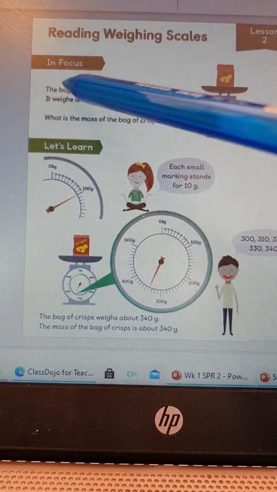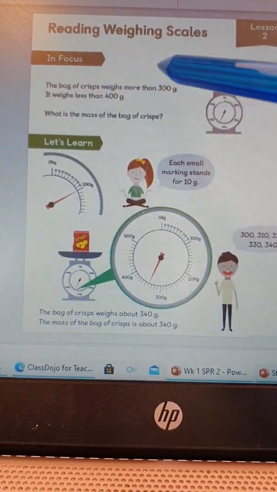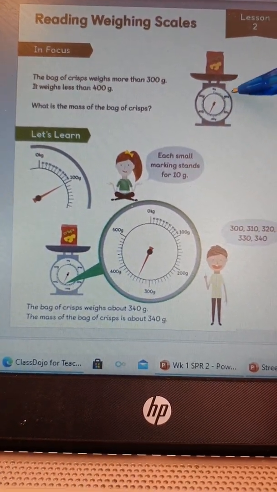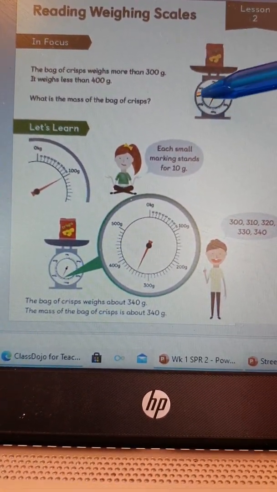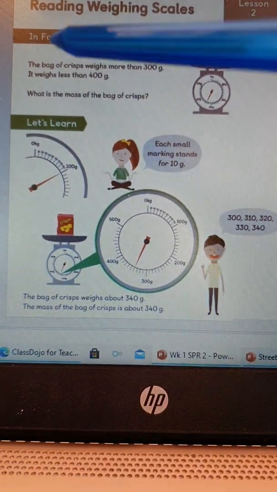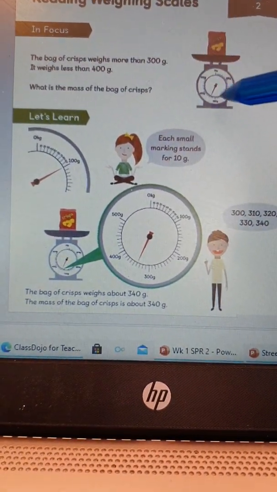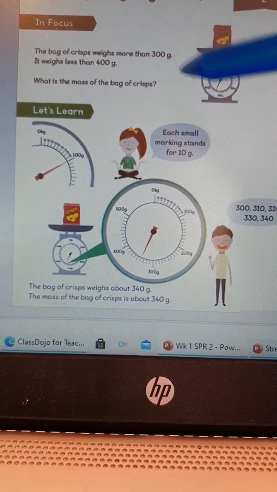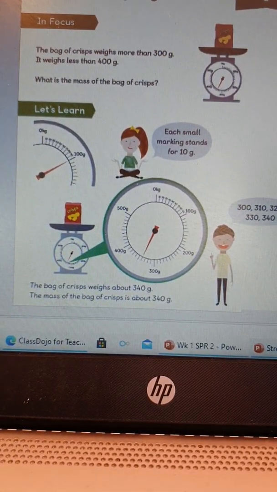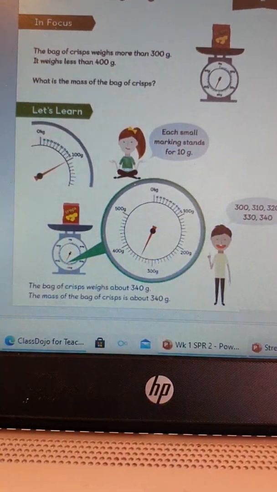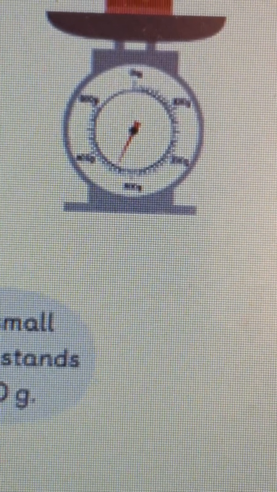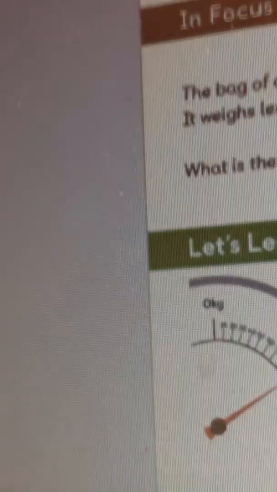It says here, the bag of crisps weighs more than 300 grams. It's difficult to see on here. That's 100, 200, 300, and that's 400. It weighs less than 400, so you can see it's actually in between 300 and 400. So what do you think that would be? See if we can just enlarge that. So it's in between 300 and 400.